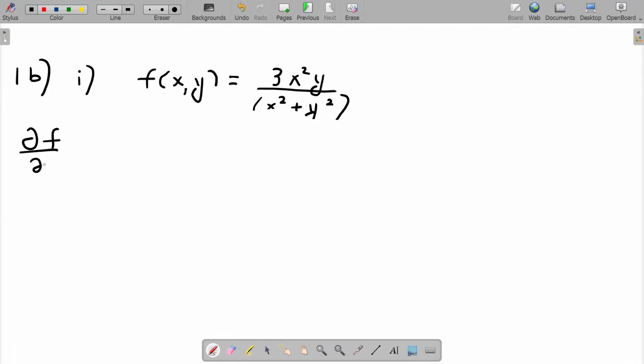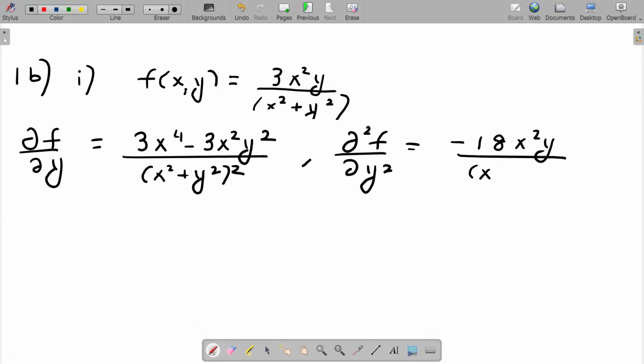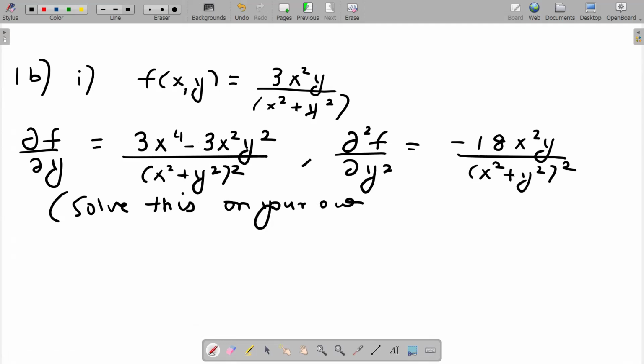Del f by del y will come out as 3x to the power 4 minus 3x square y square over (x square plus y square) whole square. And del square f over del y square, when you differentiate del f by del y again, it is going to come out as minus 18x square y over (x square plus y square) whole square. Solve this on your own. Students are requested to please solve this on your own.